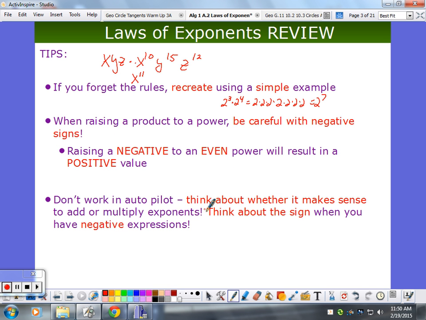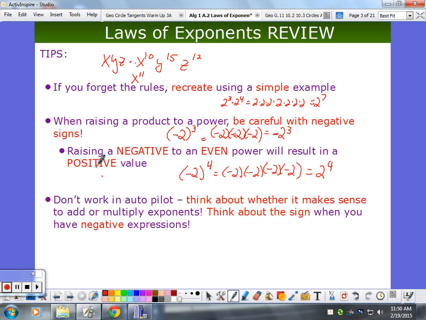When raising a product to a power, be careful with negative signs. -2 to the 3rd power. What is that? -2 times -2 times -2, right? What's a negative times a negative? Times a negative? What is -2 to the 4th power? Well, let's see, -2. Right? 4 factors of -2. Negative times negative is positive. Positive times negative is negative. Negative times negative is positive.